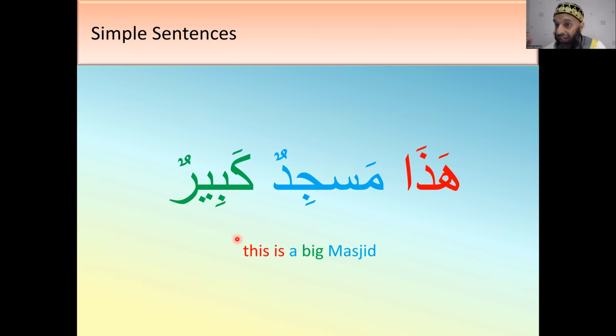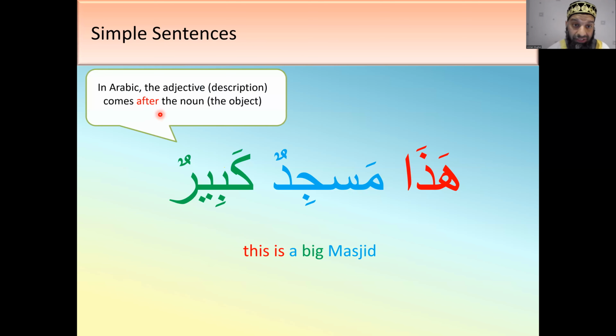So you would say the car fast, the masjid tall, the skyscraper tall, the sun bright. You're going to say it like that in Arabic. The description comes after the noun it's describing. Are we happy with that? So here, hadha, put it in red. This is masjidun. I put it here because in English you say it the other way around. And then kabirun is big, but in English we say it before. So that's why I've put it like this. Happy?